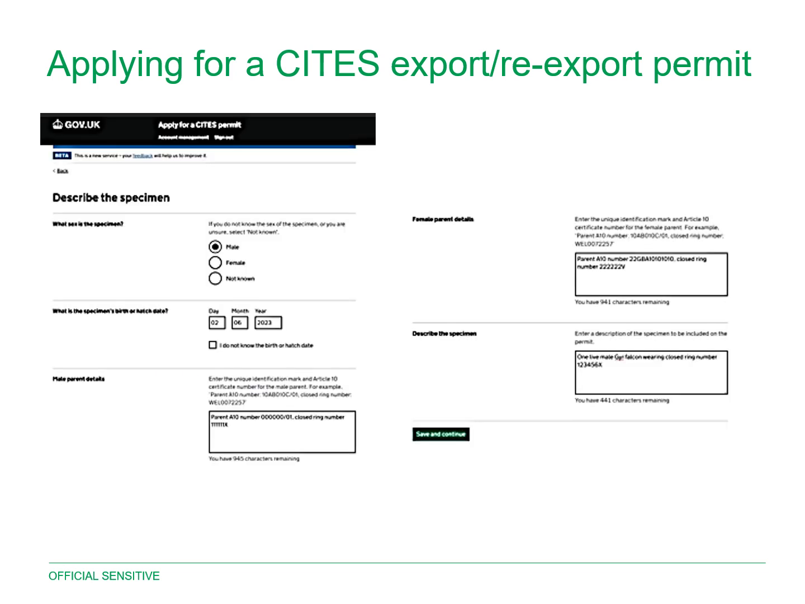The service will then ask you to describe the specimen. As you can see here, we are applying for a male falcon, hatched the 2nd of June 2023, wearing closed ring number 123456X. The service also asks you to provide the parent details of the specimen you are applying for if applicable. Once you have entered all the details requested, click Save and Continue.